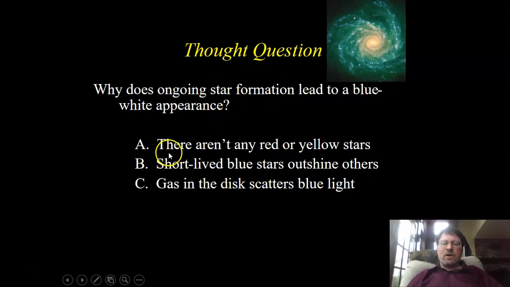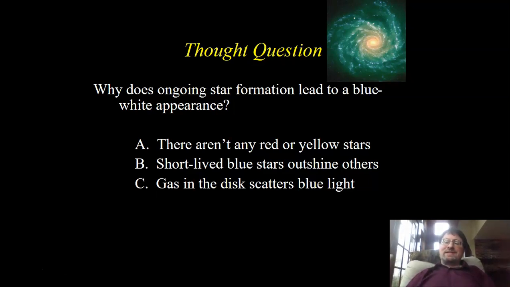A, there aren't any red or yellow stars. B, short-lived blue stars outshine the others. Or C, gas in the disk scatters blue light. All right, you can pause it there if you like.